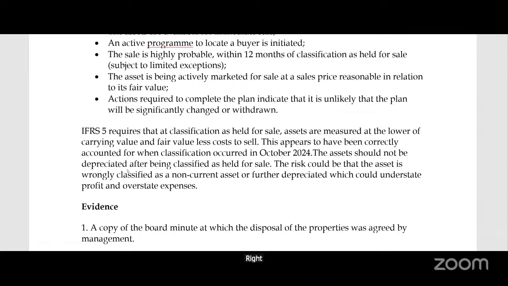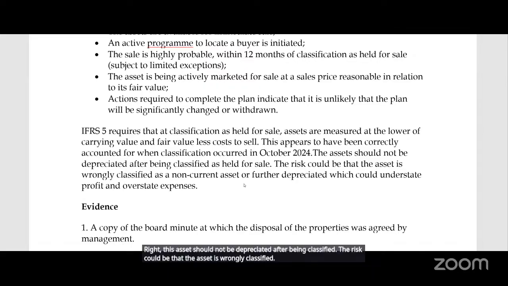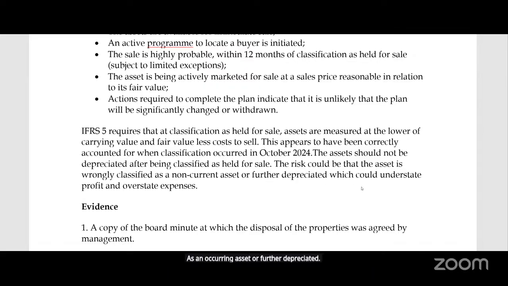This asset should not be depreciated after being classified. The risk could be that the asset is wrongly classified as a non-current asset or further depreciated. Remember, risk is also a potential risk. So risk can be actual risk or perceived risk. So yes, they've done it correctly, but what is the risk there? It may be that they still recognize it in PPE, which it shouldn't be there. Assets held for sale are relatively short term, they are going to be sold soon. They are not supposed to be depreciated. What if they are depreciating it? There's a risk there. Are we okay?